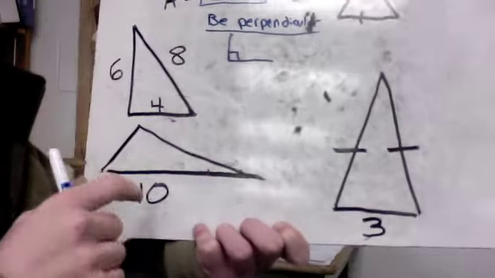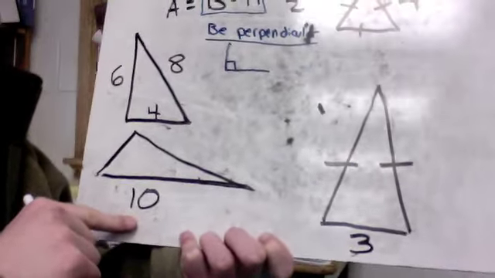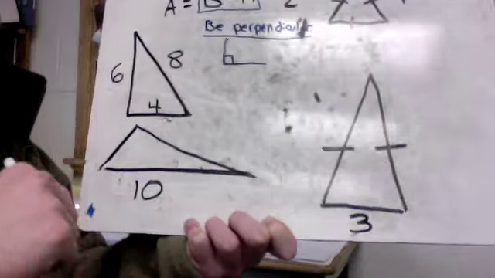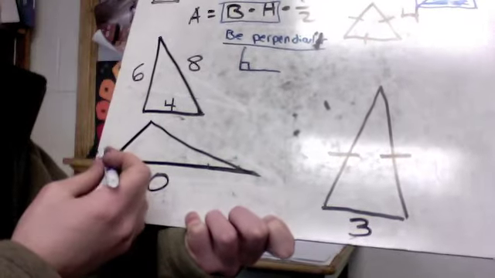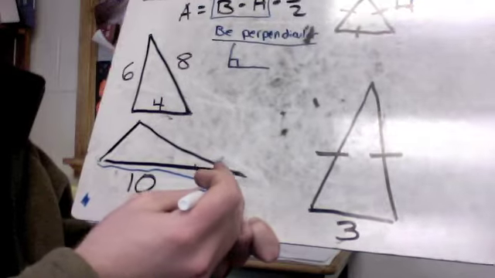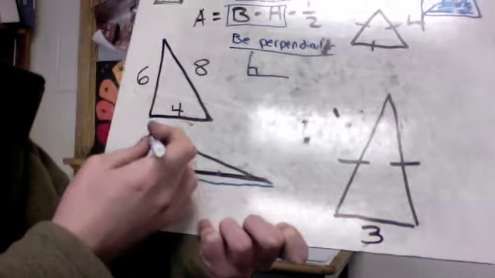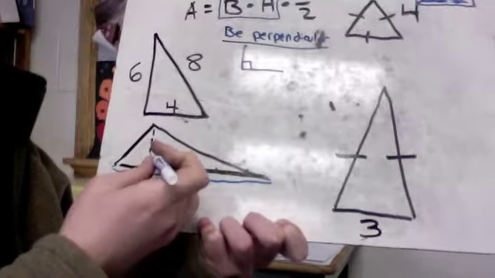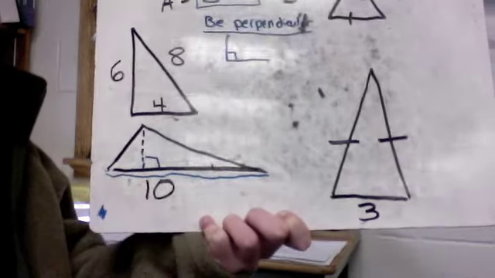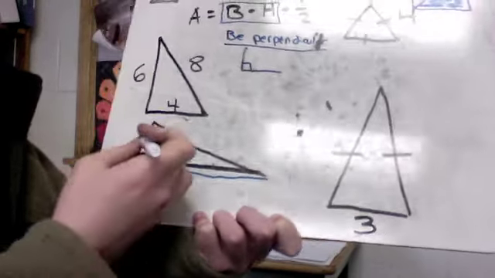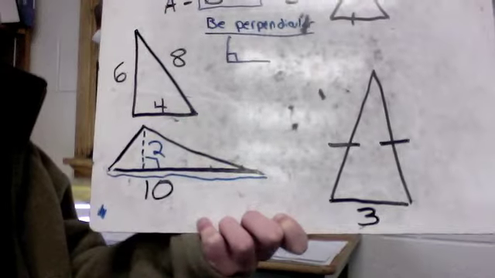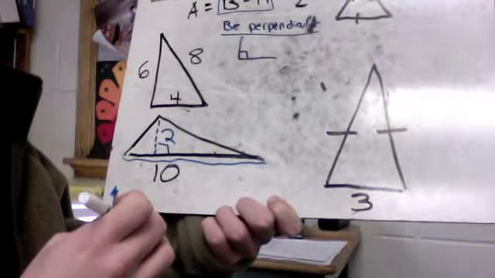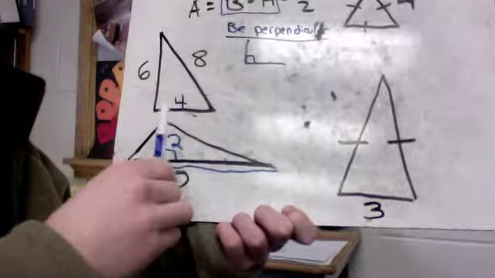I'm going to take this one for instance right here. We've got a classic scalene triangle. All the sides are different. On this one, our base would be right down here. Our height would be this, because that forms our right angle. It forms our perpendicular. So let's say that that height was 2. Our formula is base times height, base times height. So 10 times 2 would be 20.